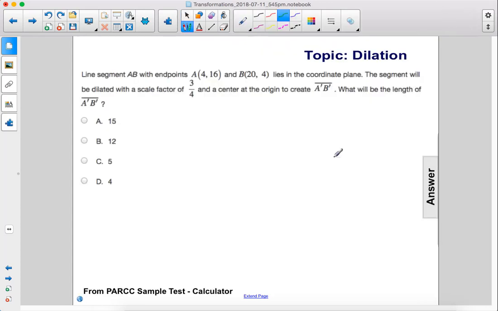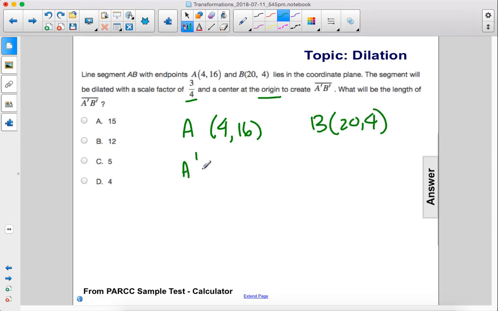Line segment AB with endpoints A at (4, 16) and B at (20, 4) lies in the coordinate plane. The segment will be dilated with a scale factor of 3/4 and a center at the origin to create A'B'. What will be the length of A'B'? All right, so we have A at (4, 16). We have B at (20, 4).